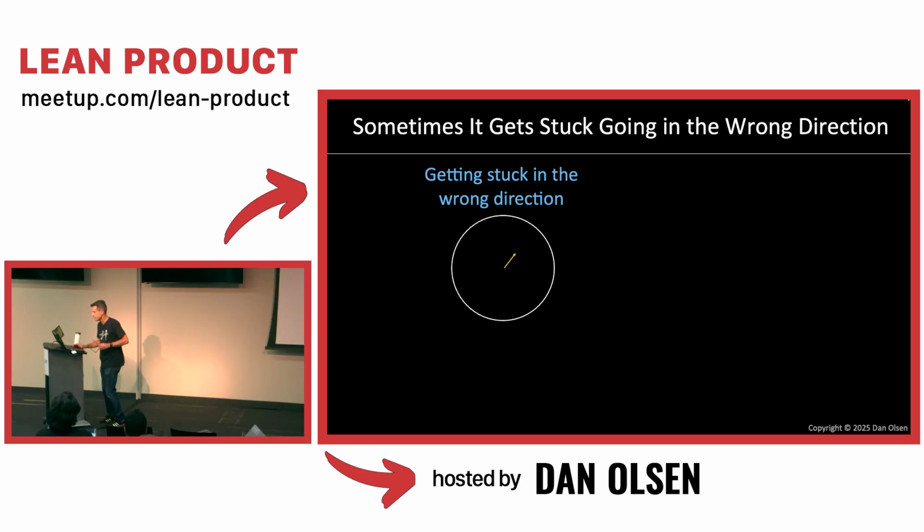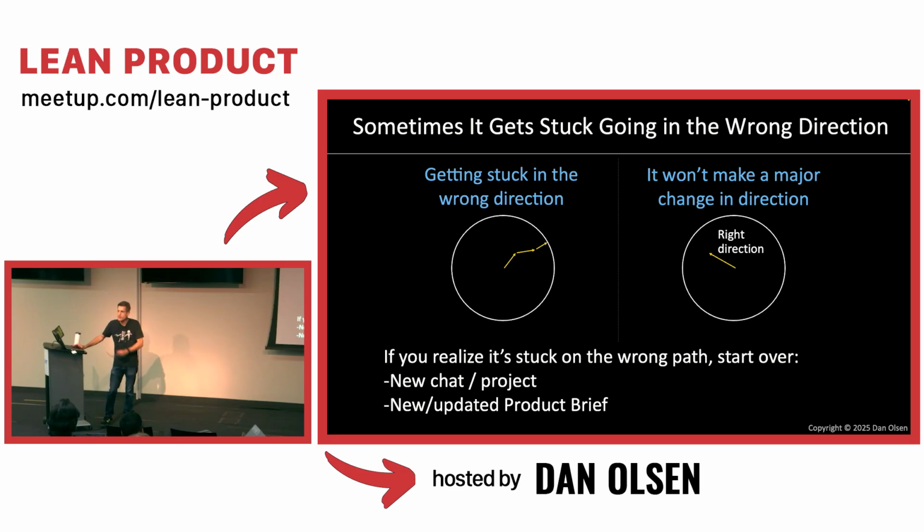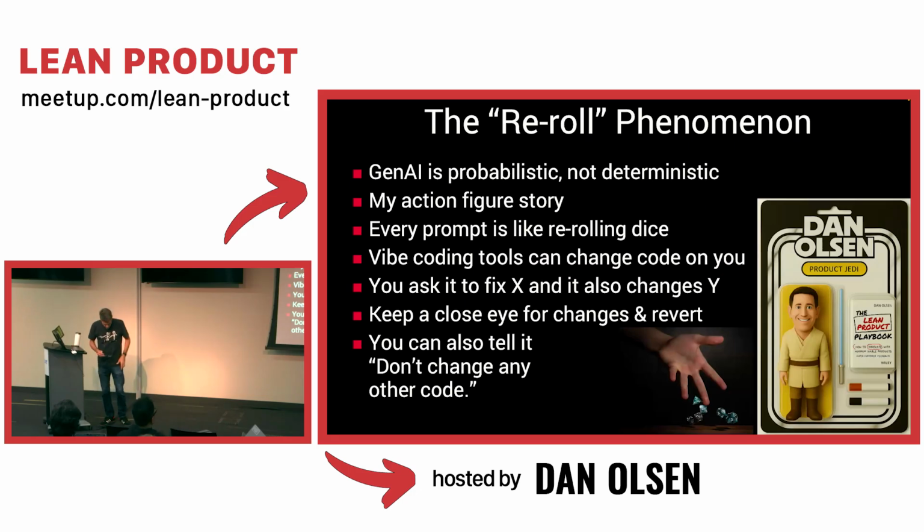So sometimes it gets stuck in the wrong direction. If you realize you're way off, do not try to modify it, because it will not get there. It can move about 10, 15 degrees, but if you realize it's off, just reset. Like you said, start a new chat, go back, update your product brief, do what you need to do, right? And then, just real quick, to cover the reroll thing that we mentioned briefly: it's probabilistic, not deterministic.